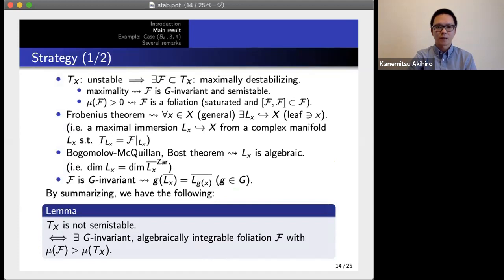Okay, so assume that the tangent bundle is not semi-stable, that is, unstable. Then there exists a unique maximal destabilizing subsheaf F of T_X. And since it is maximal, the sheaf F is G-invariant, and also it is semi-stable. And also the slope is positive, since the slope of the tangent bundle is positive. So then these conditions imply that F defines a foliation on X. Namely, F is saturated as a subsheaf of T_X, and F is closed under the Lie bracket.